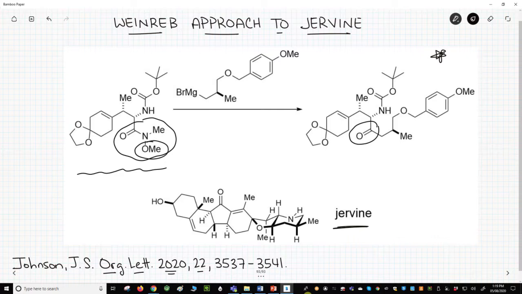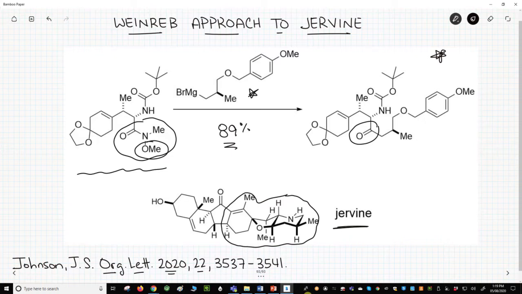Reaction of this Weinreb amide with a Grignard reagent, over the arrow, formed the desired ketone in 89% yield. This transformation would have been very low yielding had they used the ester instead of the Weinreb amide. The ketone product includes many of the atoms found in the right-hand portion of the jervine product.